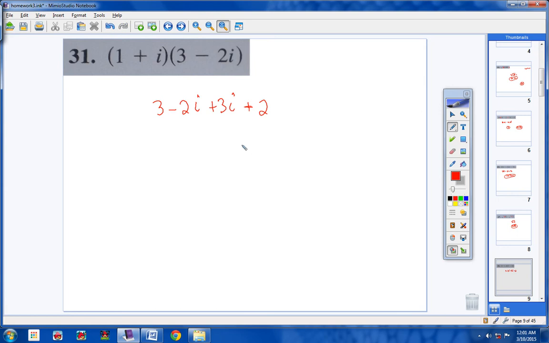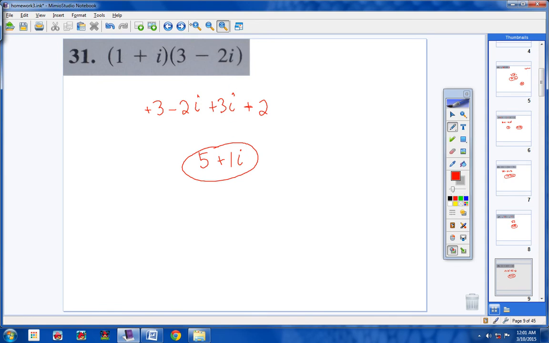Now let's combine like terms. 3 plus 2 is 5. Negative 2 plus 3 is a positive 1i. You do not need to put that 1 if you don't want to. So there we go. There's the standard form of a complex number.